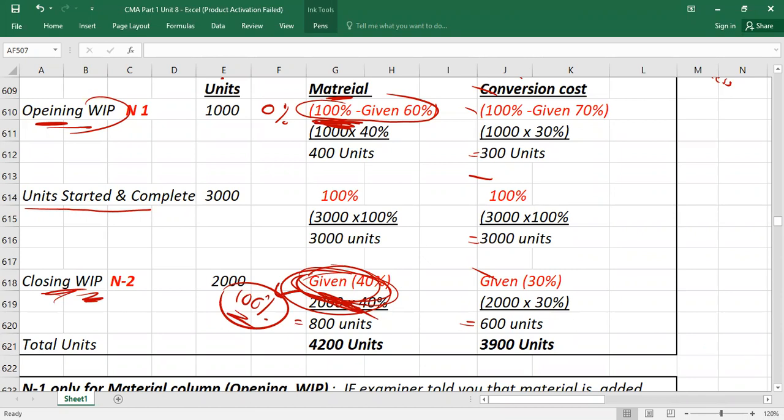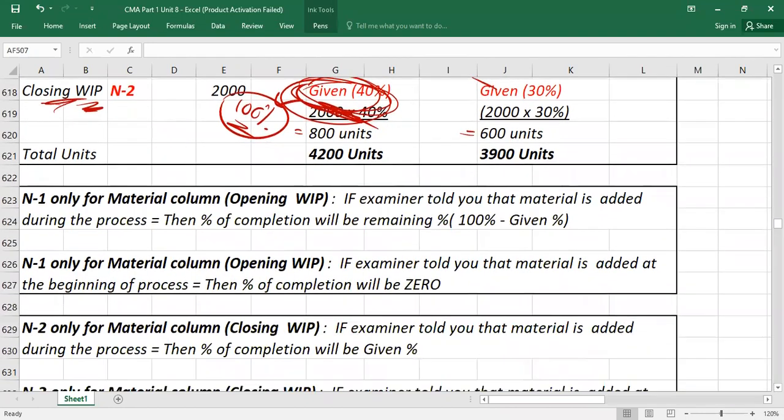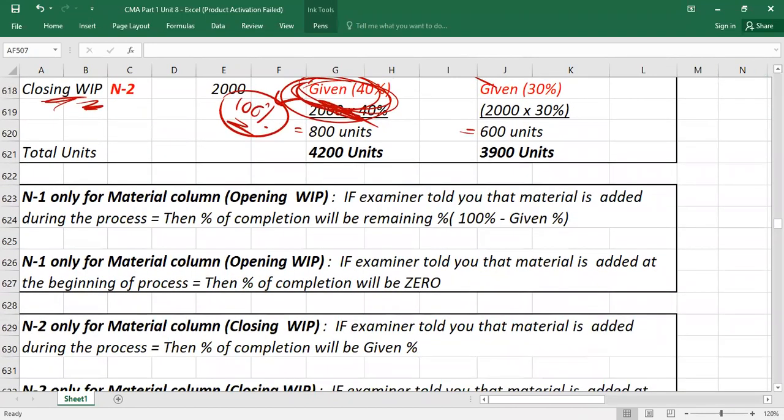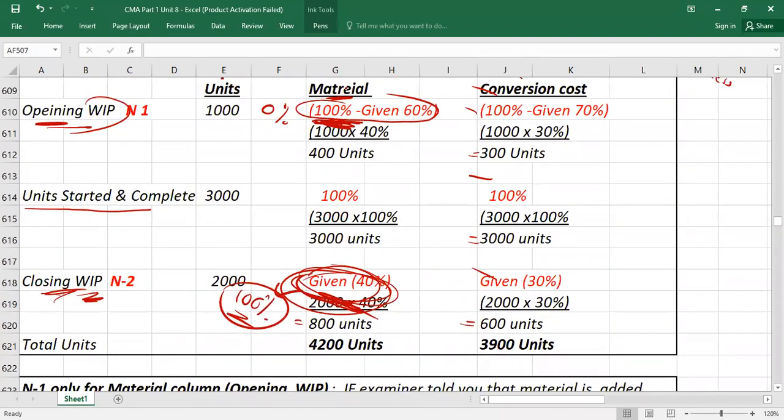Understood? So these four notes are written, what I explained. So you will get equivalent units now. I'll show you notes, you can read also. So we have here 400 plus 3000 plus 800, total is how much? 4200 equivalent units for which column? For material column.